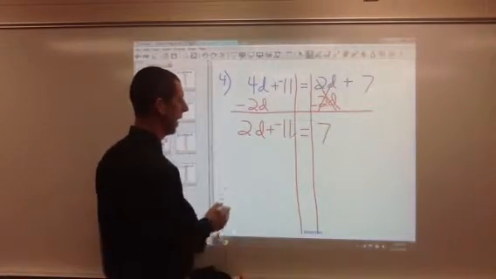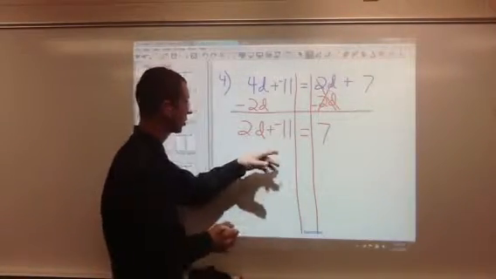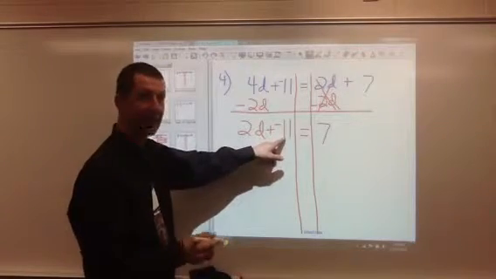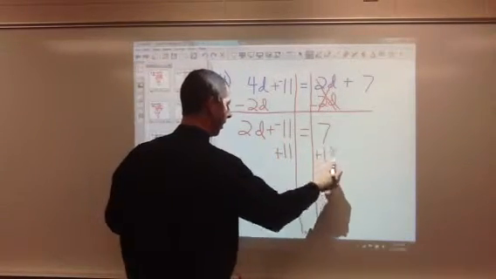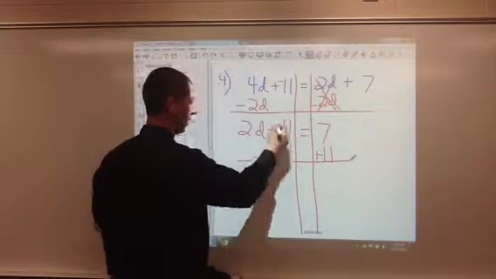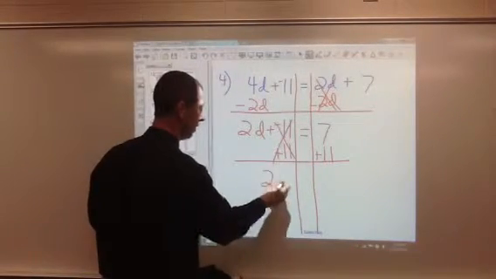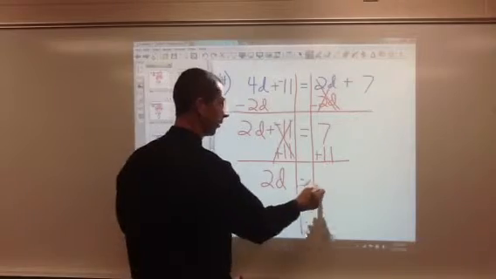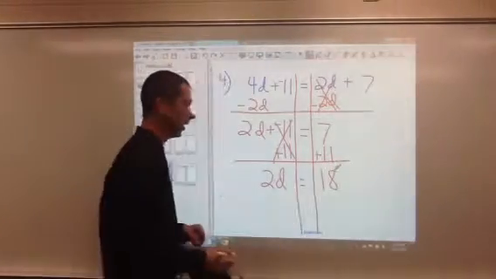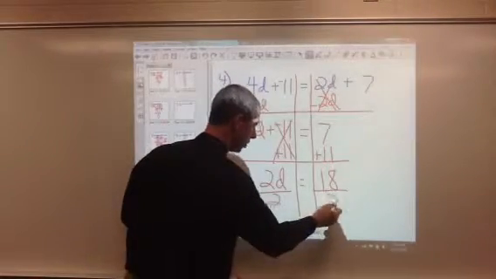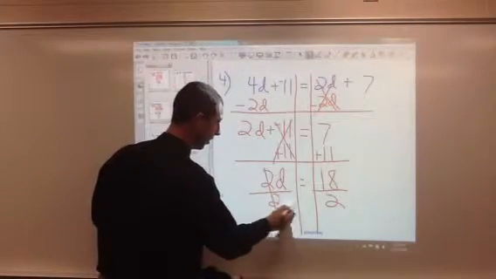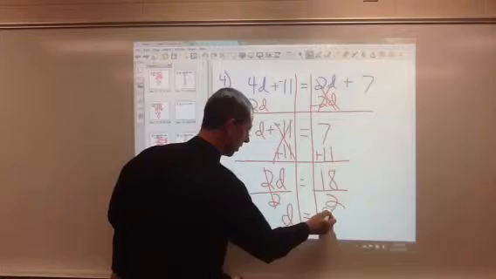All right, now two-step equation, just solve it normally. To get rid of a negative 11, we add 11. So add 11 on both sides. These cancel. 2d equals 7 plus 11, which is 18. Next step, divide by 2, divide by 2. These cancel. D equals 9.